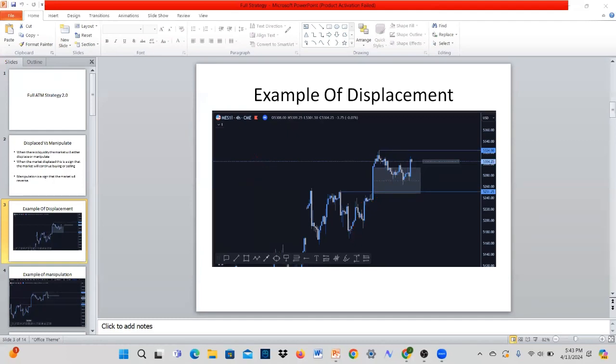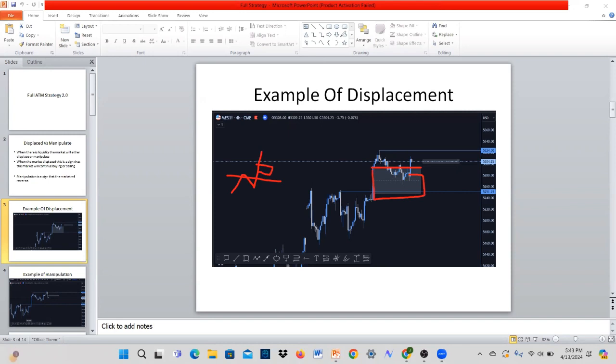When we do create displacement, we normally get a fair value gap. So if we look here, we get a fair value gap. Whenever the market displaces an area, you can expect to see a fair value gap, and this is where we'll start looking for our setup. But I'll go more into that as we go on.